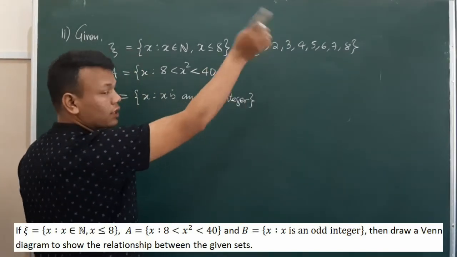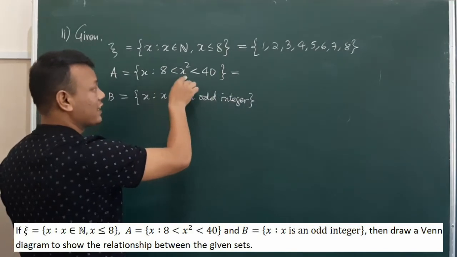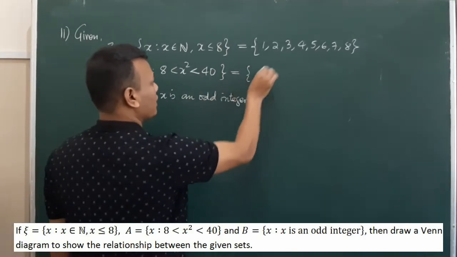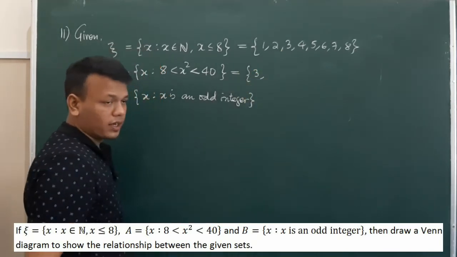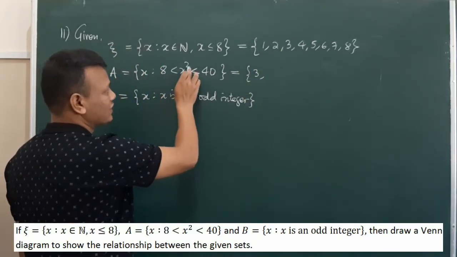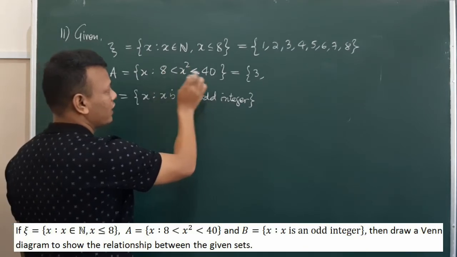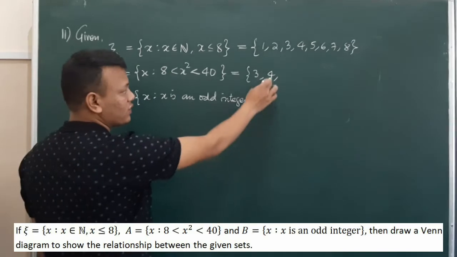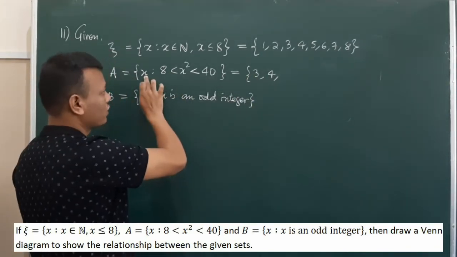So 3 square is 9. 8 is less than 9 and 9 is less than 40, so we can have my element to be 3. Similarly, let's take 4. 4 square is 16, and 16 lies between 8 and 40, so 4 is also included. Don't write 16, 9 and all, because we are checking the value of x.